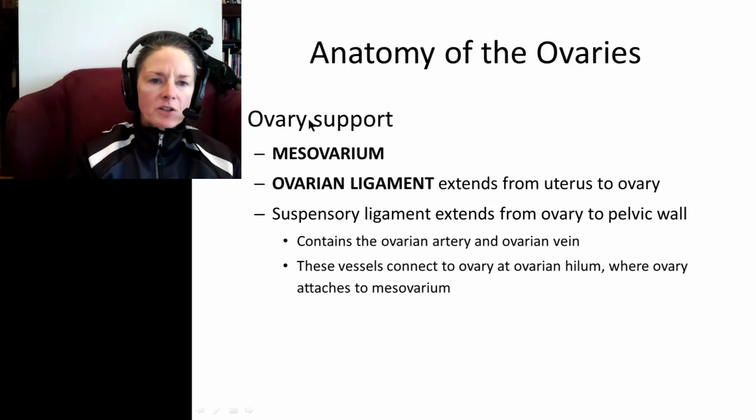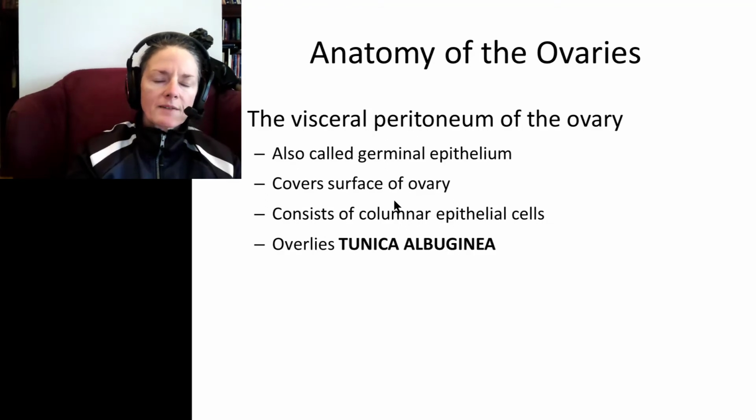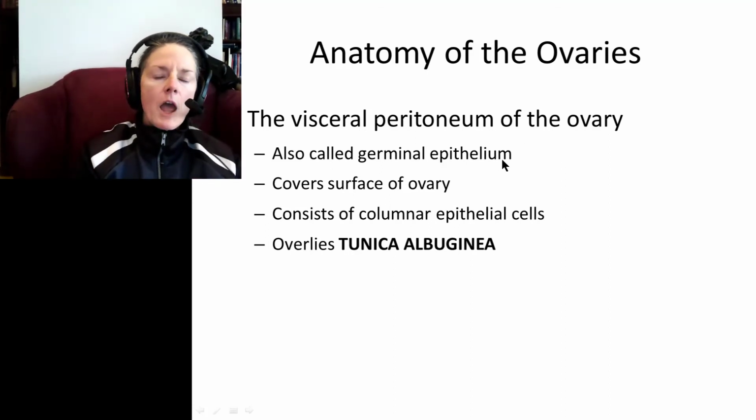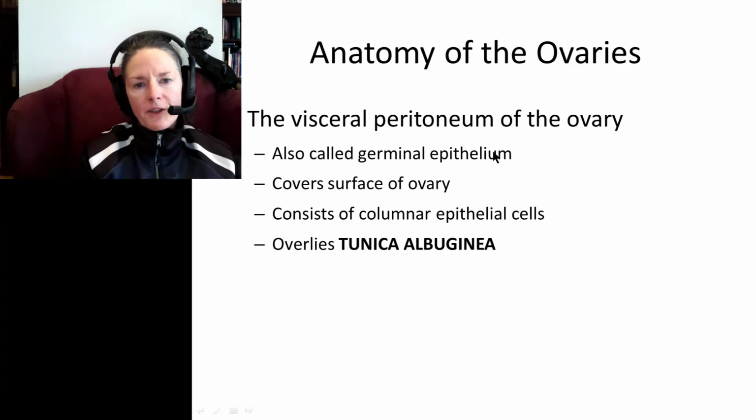So we've already talked about the support. We've talked about the mesovarian and the ovarian ligament, so I'm going to skip through that slide. We've already talked about this part. We've talked about the visceral peritoneum of the ovary, which is the part that's right next to it. This is what they erroneously first called the germinal epithelium.